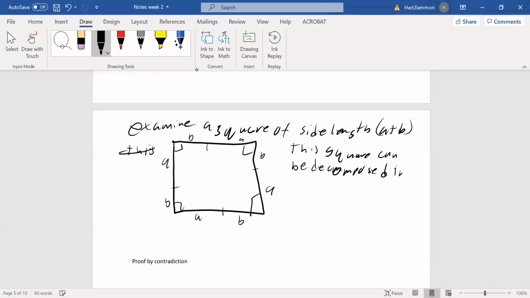broken into 4 right triangles with legs A and B and an inner square. So what do we get?